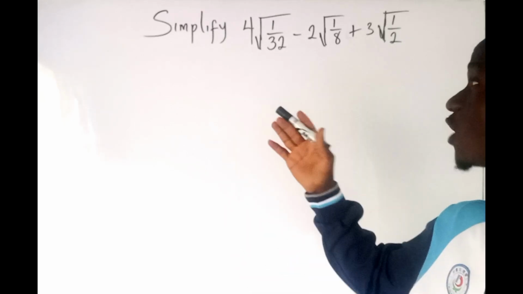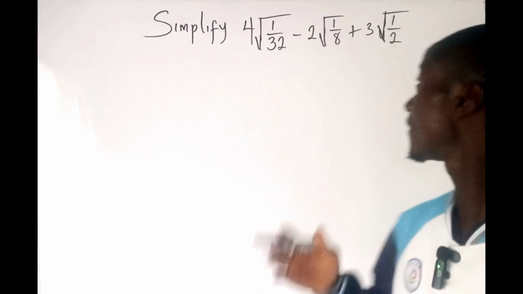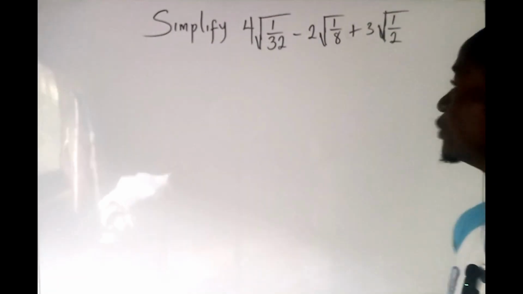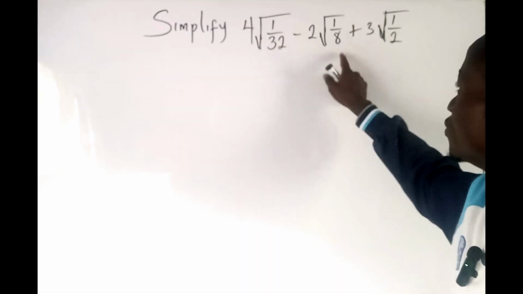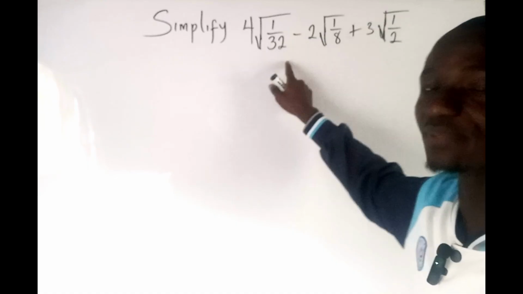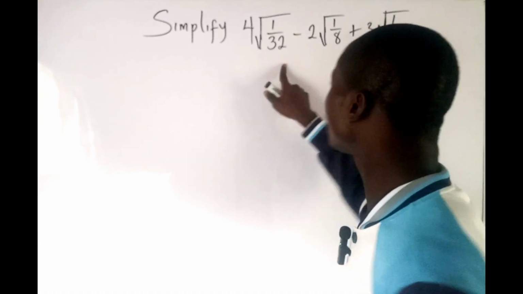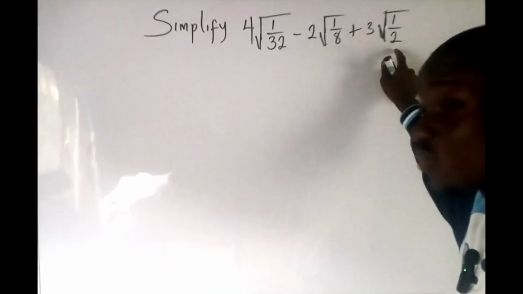Simplify 4 root 1 over 32 minus 2 root 1 over 8 plus 3 root 1 over 2. The first thing we are going to do relates to this question. We found out that for the denominators inside our roots, some of them can be split in a way that one of the factors is a perfect square. So, because they can be split, we split them. This one can, but this one doesn't.